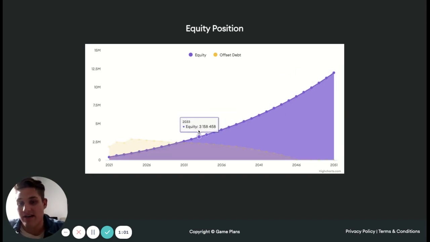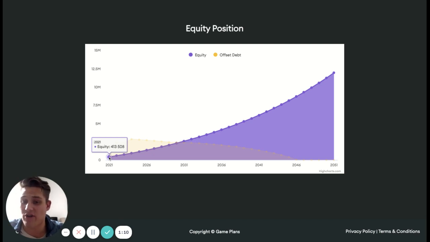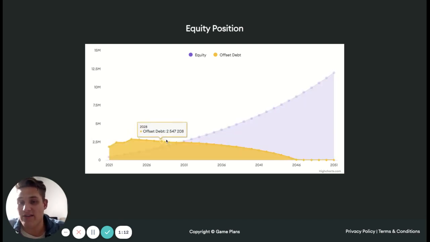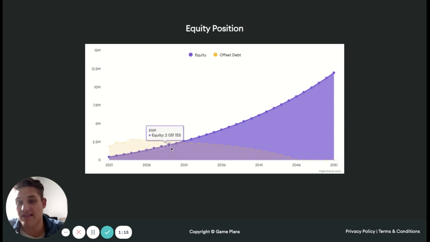So the purple line here is our equity position, current equity in our portfolio. That grows. As you can see, we're actually making some purchases over these years, and you probably would have seen it in some previous videos as well. So making those purchases along the way, our equity position's increasing into the future.